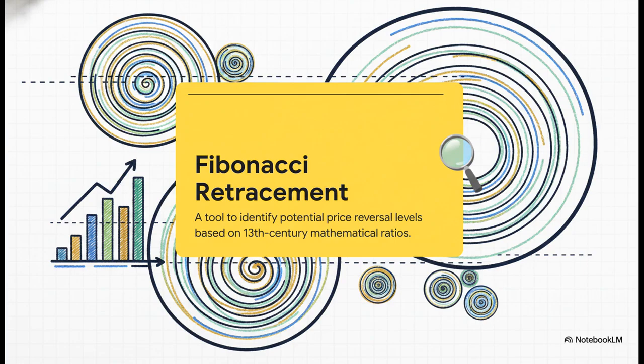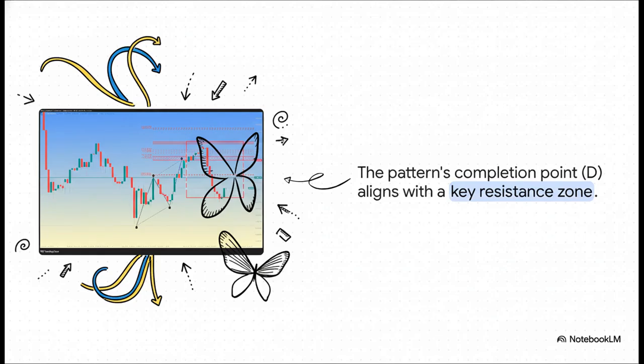It's based on these wild mathematical ratios that were discovered way back in the 13th century. Analysts use it to project these invisible price ceilings and floors on the chart, levels where the market is likely to react. And there it is, the aha moment. This is the confluence. Look at how point D of our butterfly pattern, its completion point, lands exactly inside that red box, which is a key resistance zone identified by that Fibonacci tool.